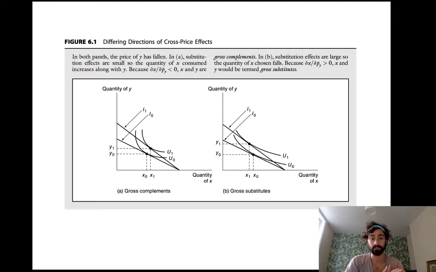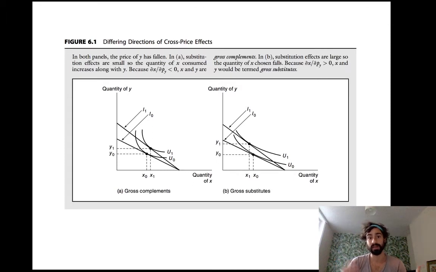So you move from a point where you consume a little bit of Y and a little bit of X to a new point where you consume both more Y and more X, right? And the idea is that you're consuming both of these at the same time. So an increase in the consumption of Y corresponds to a desire to consume more X.